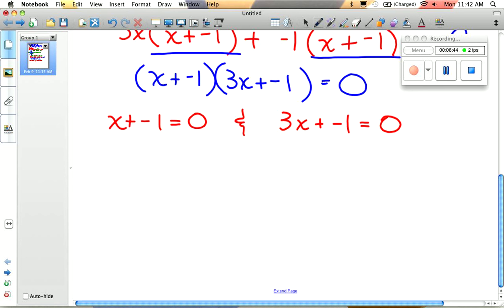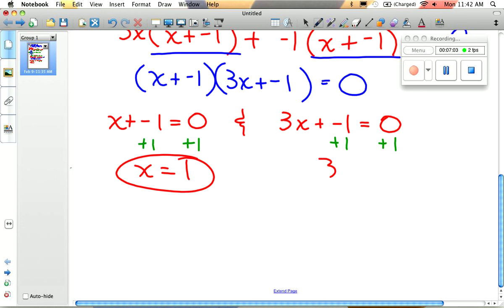Okay, so what do we have to do to solve this first one? Add 1 to both sides, and our solution is x equals 1. There's one of our solutions. And then add 1 to both sides of this one also, and you get 3x equals 1, right? What's our next move now? Divide both sides by 3.